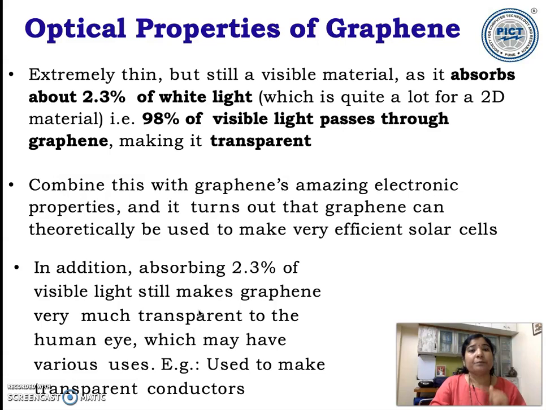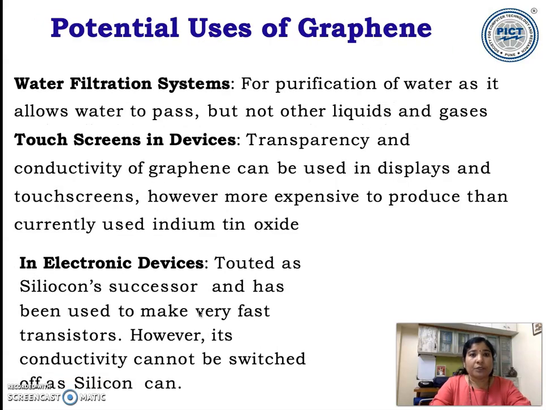Why highly transparent? Because 98% of visible light, white light, can pass through the graphene, which makes it transparent. And when we combine these optical properties with the electronic properties, then theoretically it can be used to make very efficient solar cells. This transparent property can be utilized for various products, like transparent conductors. So this is about the properties.